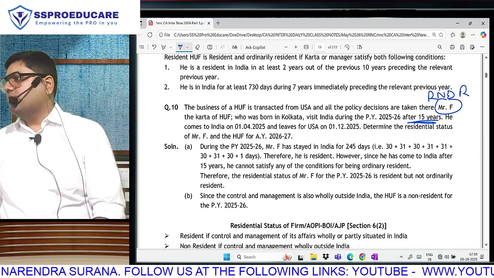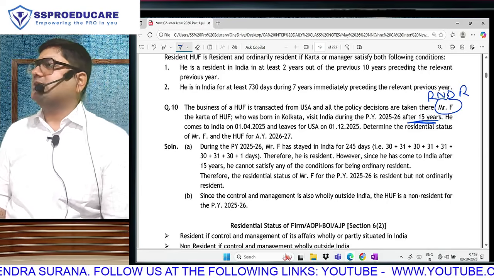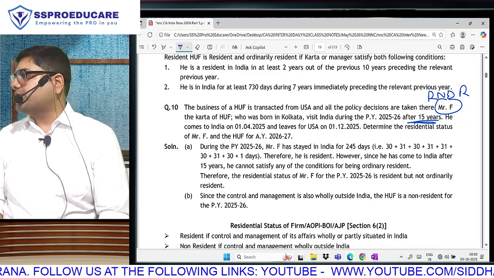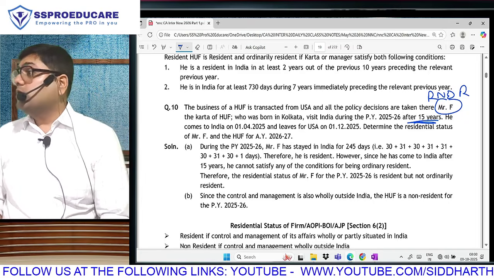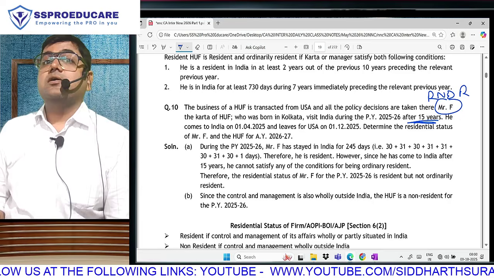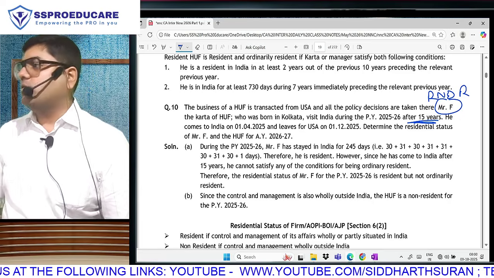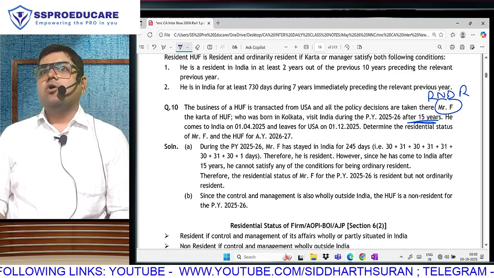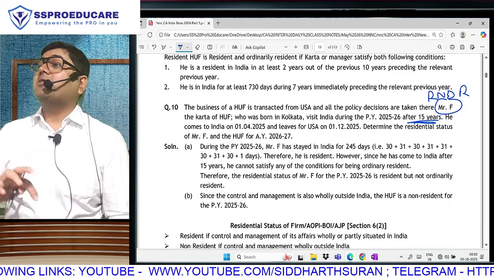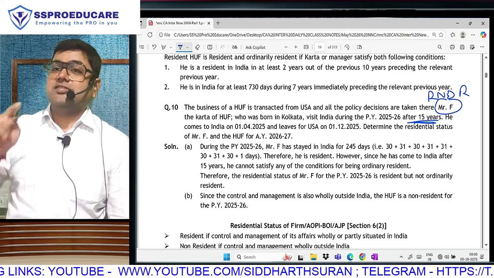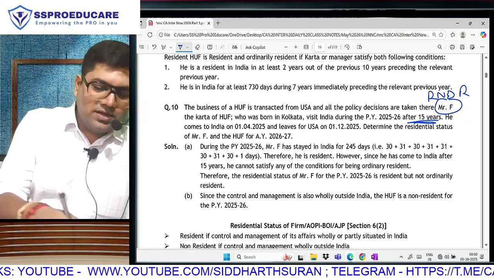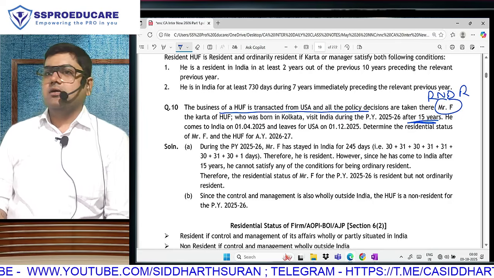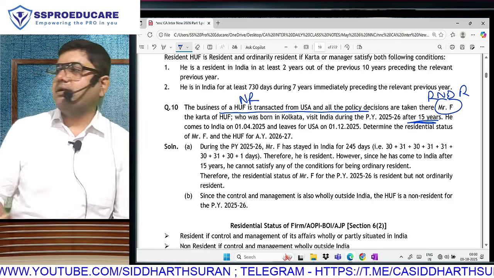And what about the HUF? For HUF, we cannot check physical presence. In fact, other than an individual, for any taxpayer, we cannot check physical presence. So what are we going to check? For step number 1, we will not check the Karta. That is for ROR or NOR. For step number 1, we will see control and management: wholly in India, wholly outside India, or partly in India and partly outside India. Even if one decision is taken in India, it counts, and here the HUF decisions were fully taken from outside India. Consequently, the HUF is a non-resident.